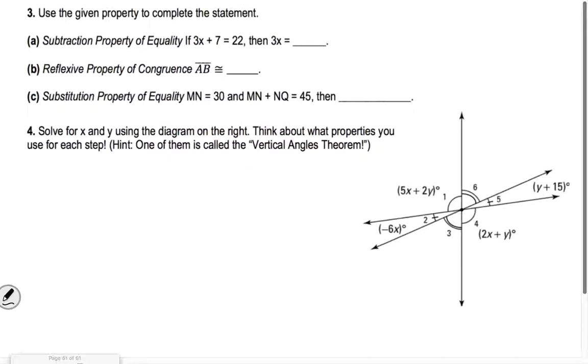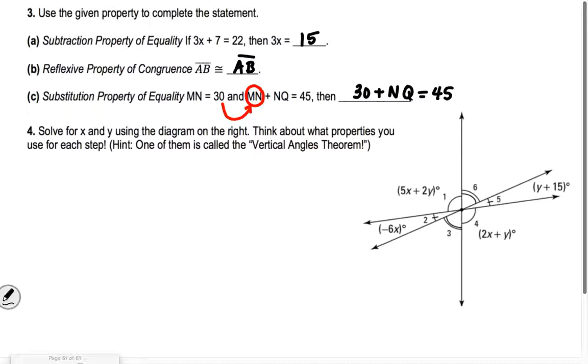So it says, use the given property to complete the statement. If 3x plus 7 equals 22, then 3x is equal to 15. Did we use the subtraction property of equality? Yeah. Reflexive property of congruence. AB is congruent to AB with a line on it. Substitution. So MN is equal to 30. MN plus NQ equals 45. So what am I going to do? I'm going to substitute 30 in for MN. Do you see it? So it's going to look like 30 plus NQ equals 45. And then what would the next step on that proof be?